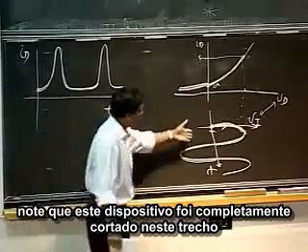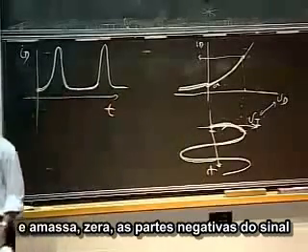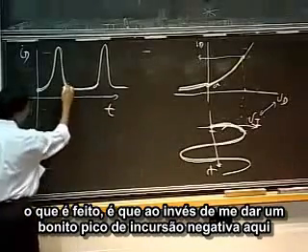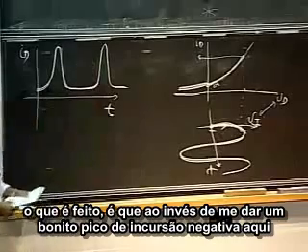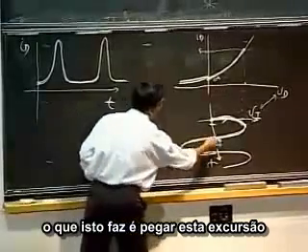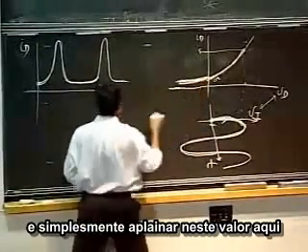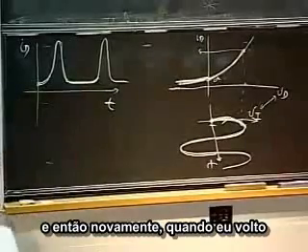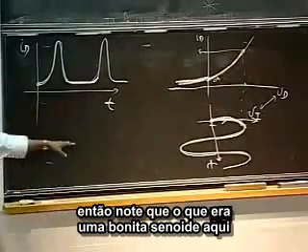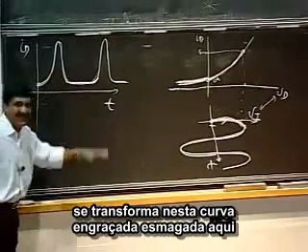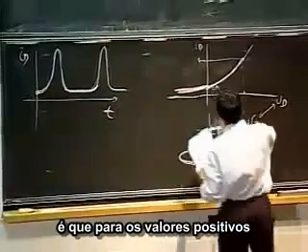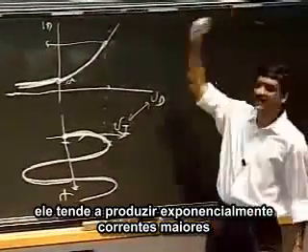Notice that this device has completely cut off and hammered negative going signals. What it's done is that rather than giving me a nice little negative spike excursion here, it's taking this excursion and simply slamming it down to this value here. And then again, when I go back up, I get this peak here. So notice that what was a nice little sinusoid out there gets hammered and squished into this funny curve here. What this device is doing is for positive values, it tends to produce exponentially greater current.